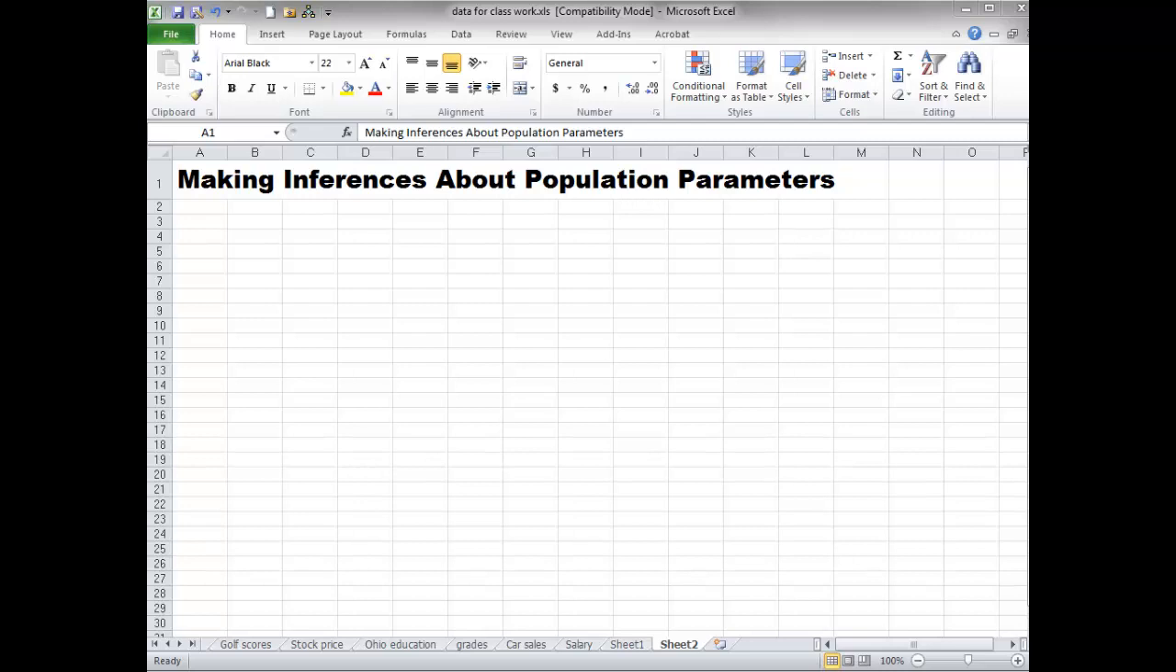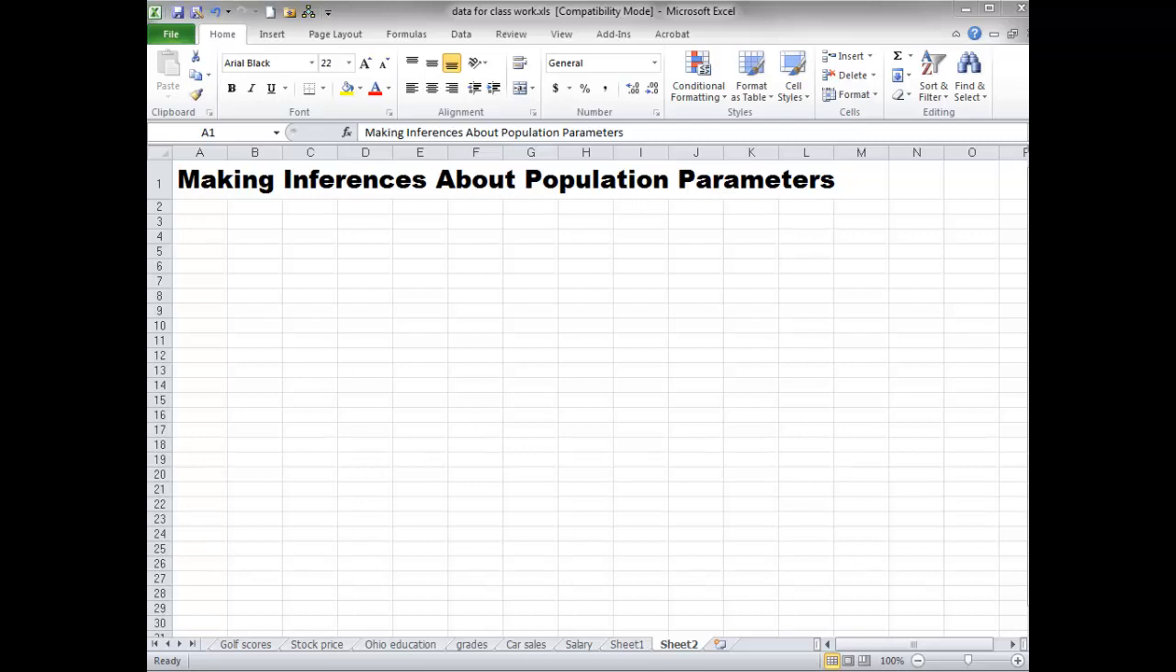The topic is going to be making inferences about population parameters. As usual, I'm not able to cover the entire chapters here because the amount of time that it would take to do something like that would be prohibitive, but I am going to touch on a couple of basic ideas on what this topic is about, and then I'll give you a couple of examples on hypothesis testing using Excel.